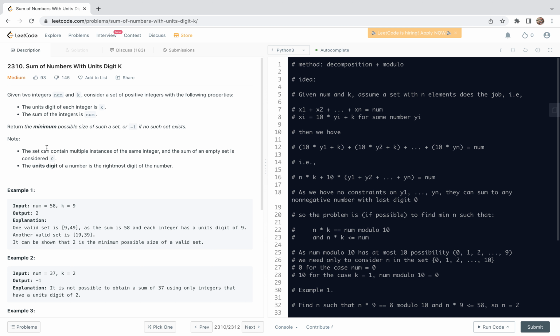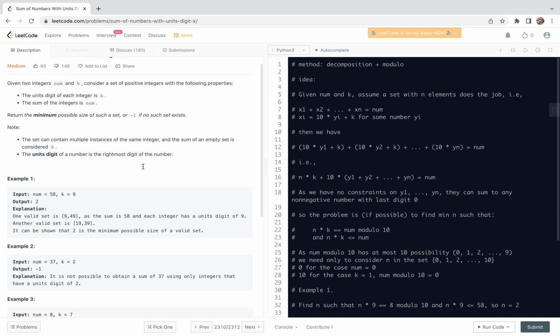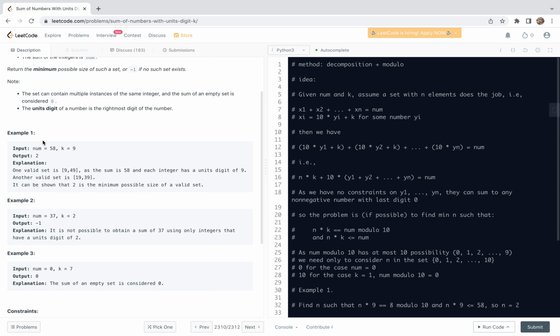Note that the set can contain multiple instances of the same integer, and the sum of an empty set is considered to be 0. And the unit digit of a number is the rightmost digit of the number. In other words, it's the result of the number modulo 10. With that said, let's look at the examples.